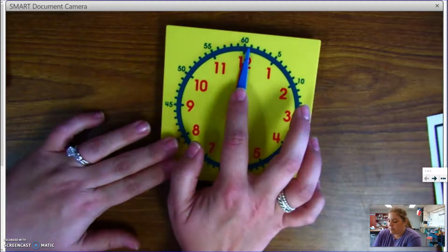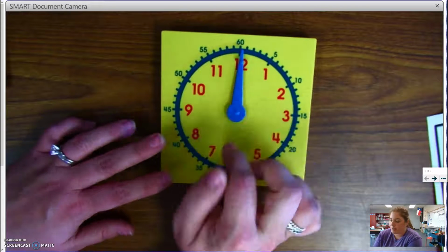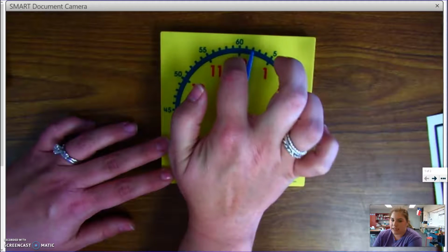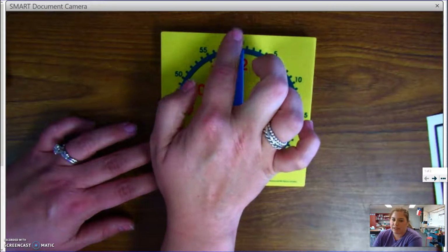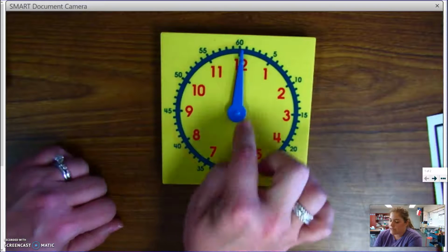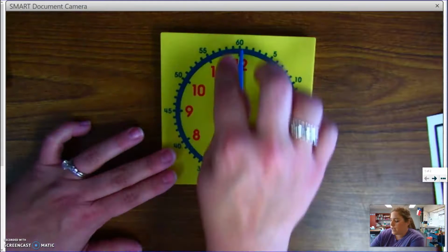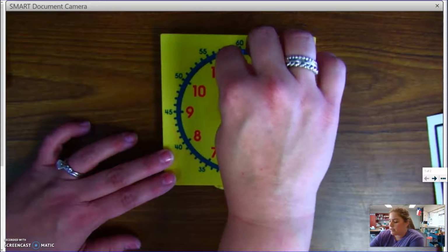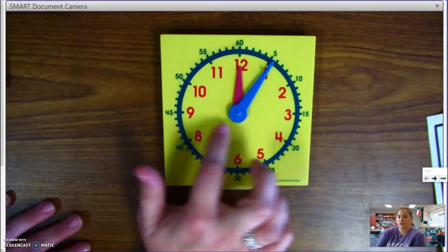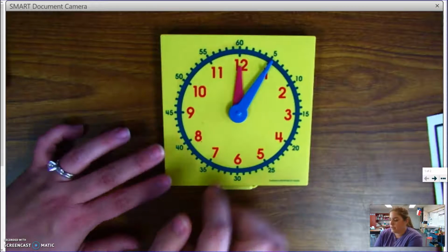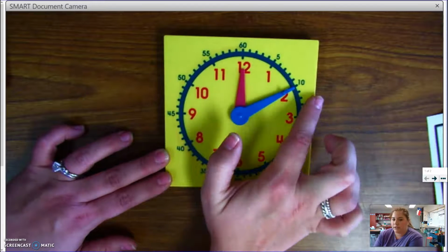So whenever I look at my two clock hands right now, they're both pointing up. So the hour hand is pointing at 12, and the minute hand is pointing at 12 too, which means 60 minutes. So it is 12 o'clock right now on this clock. If I moved the minute hand 5 minutes, then it would be 12:05. If I moved it another 5 minutes, it would be 12:10.